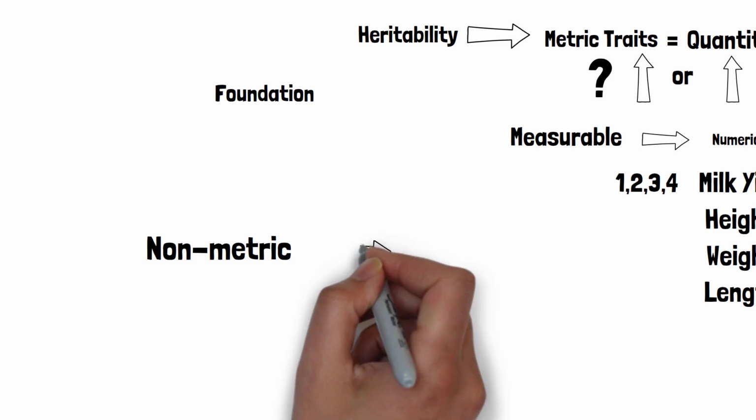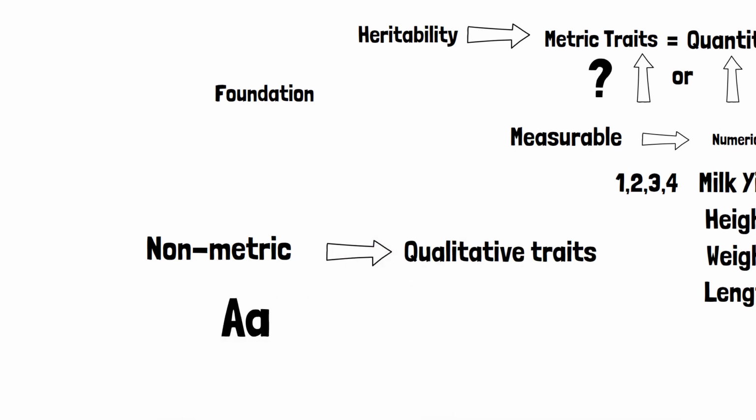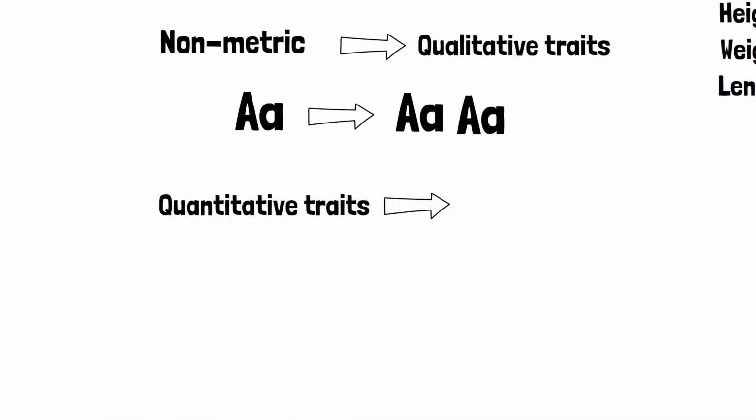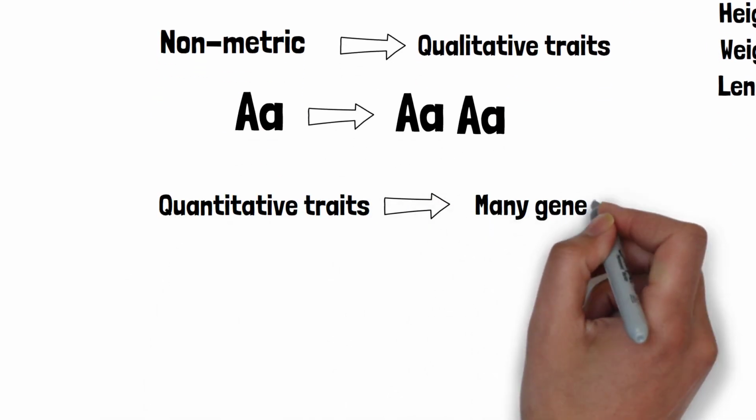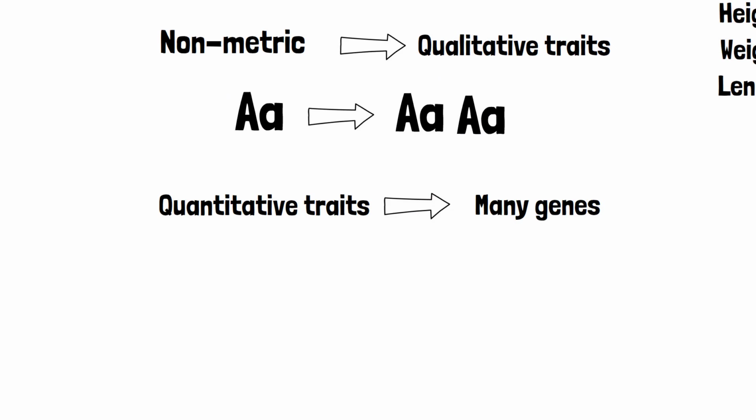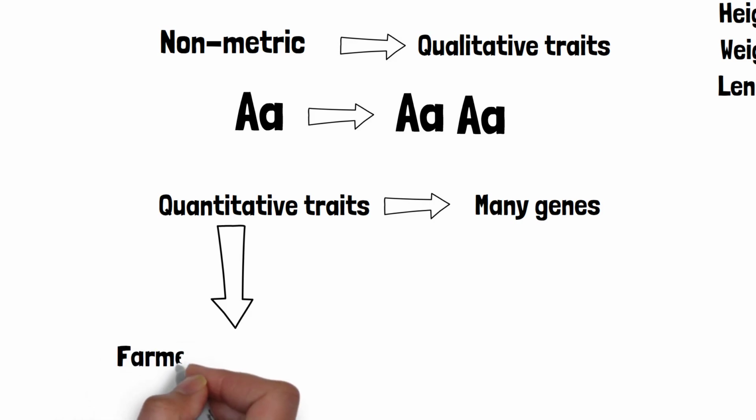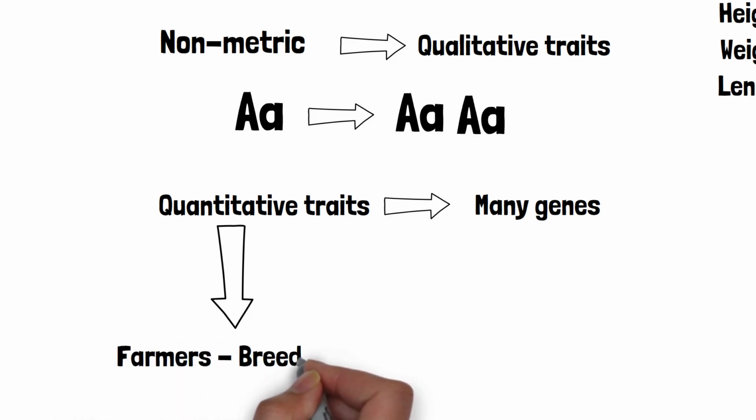Unlike non-metric traits, aka qualitative traits, controlled by one or a few number of genes, quantitative traits, i.e. metric traits, are governed by many genes. Okay, remember a statement from ANI 303. The basis for quantitative genetics are based on the idea that these traits are governed by many genes. Good. That being said, quantitative traits are the ones that are more often of interest to farmers and breeders.